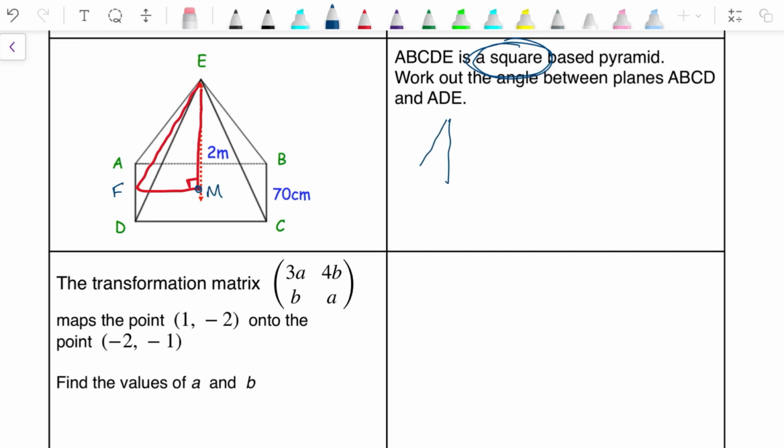So if I think about my triangle, so I've got E to M to F. Now I know FM is half of the length, and it's a square-based pyramid, so that must be 35, half of 70. It tells me in the question that this is 200. Remember to convert my units over, and I want this angle here, so therefore phi is tan minus 1 of opposite, which is 200, over adjacent, which is 35. Calculator out again, which is 80.1 degrees. And that's it, question done. And that feels about right, by the way, because it looks like it's really high, 2 meters against a very small base.